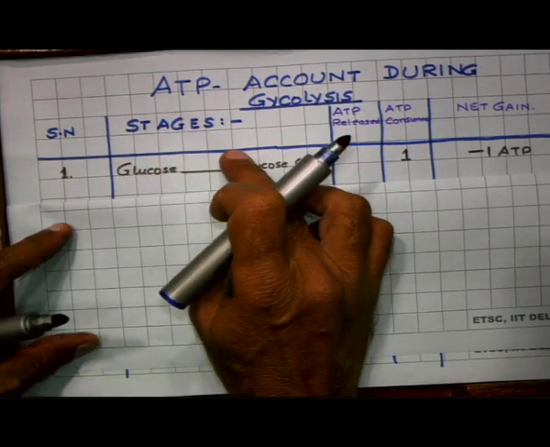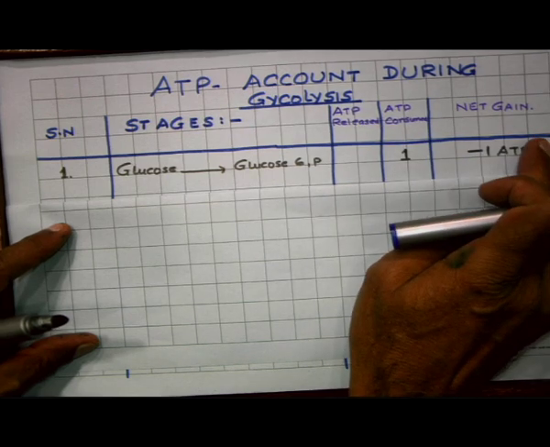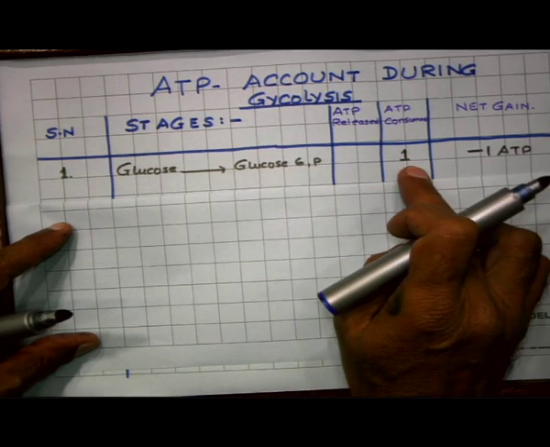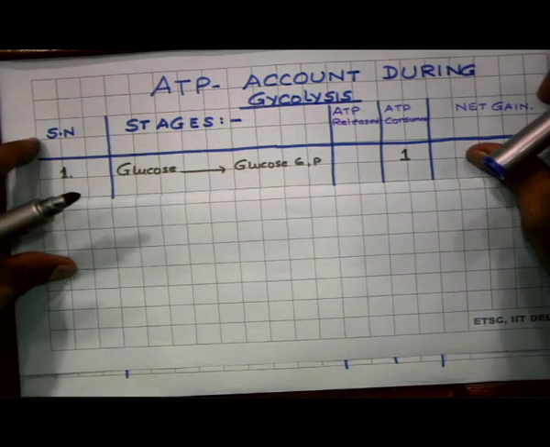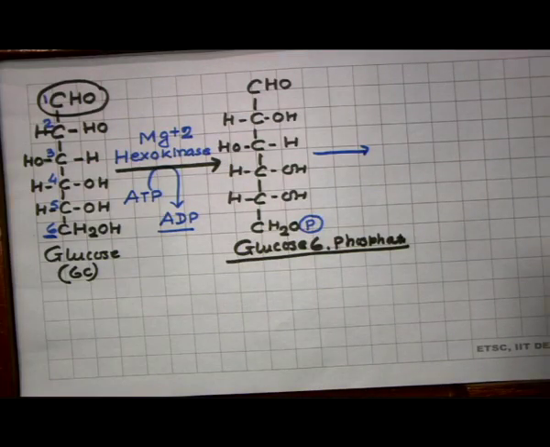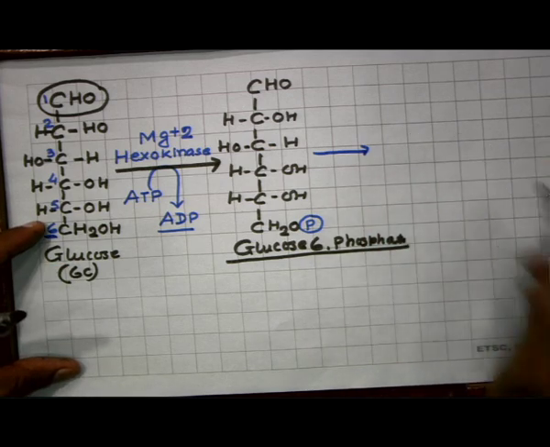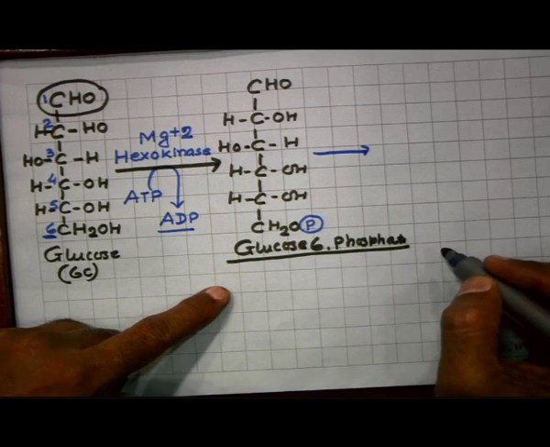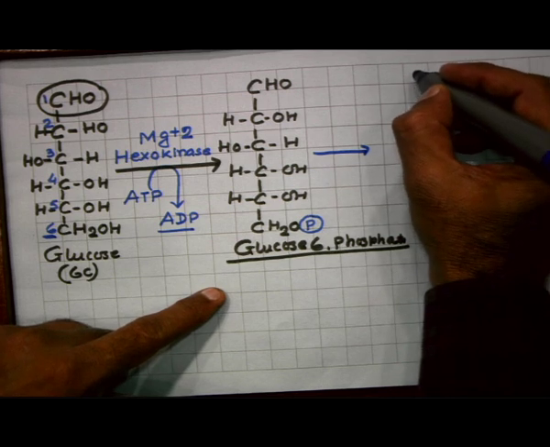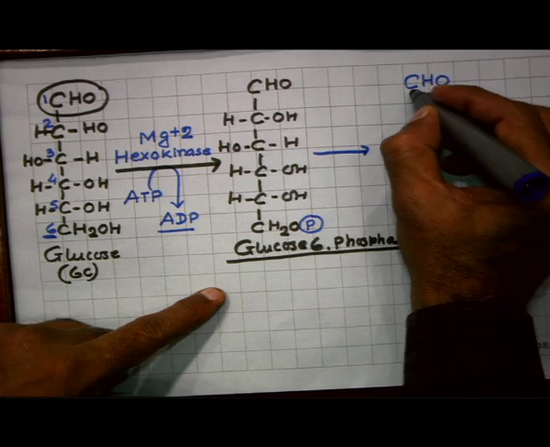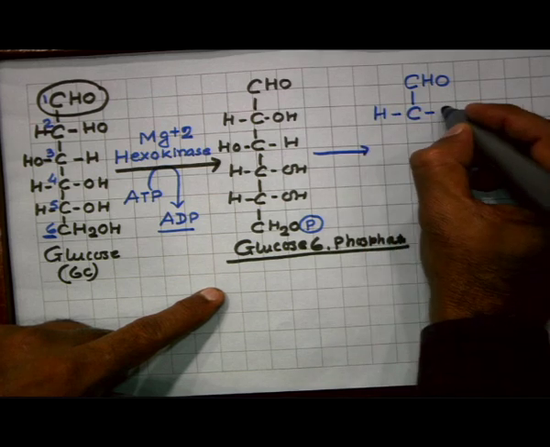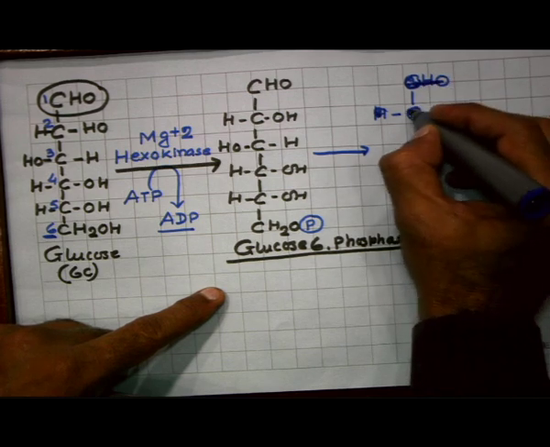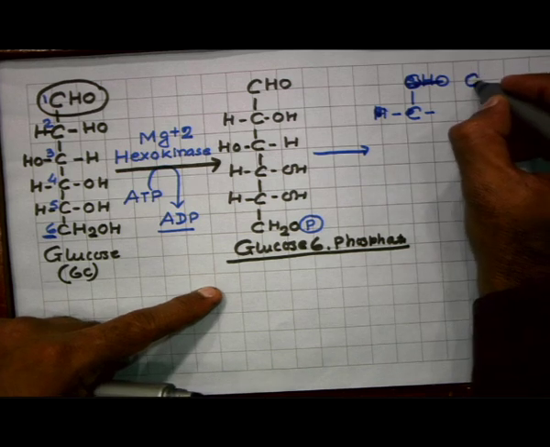Here are the serial number, stage, ATP released, ATP consumed and net gain. We have seen that when the glucose molecule is converted into glucose 6 phosphate, 1 ATP is consumed. So, there is a loss of 1 ATP. We further see when the ATP molecule is used or liberated. In the second step, glucose 6 phosphate is converted into fructose 6 phosphate. As we know, glucose and fructose have the same formula, but the glucose molecule is an aldehyde and the fructose one is a ketone.